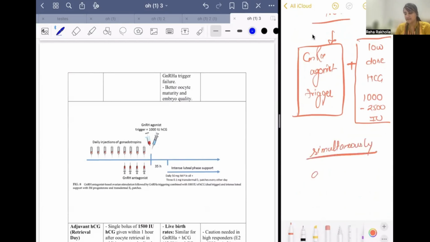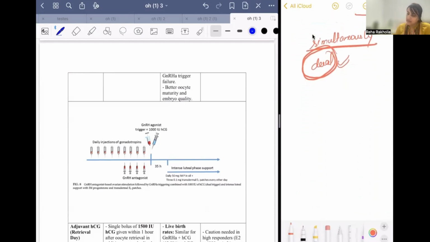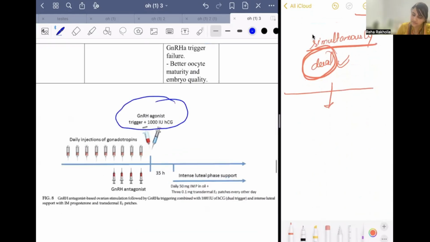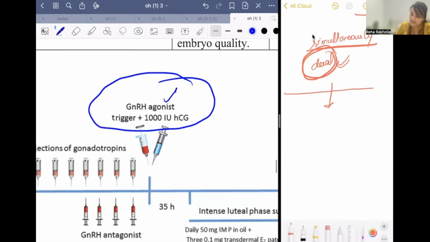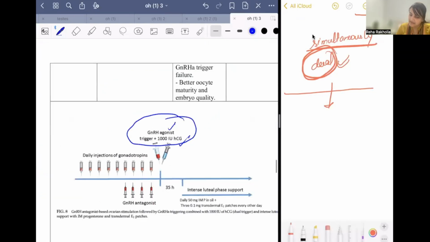Like that only, dual protocol. At one time, we can use both the same. Okay, we use dual protocol. Now, the goal of this is to provide extra luteinizing support. For this dual protocol we are using both GnRH agonist trigger and HCG simultaneously.